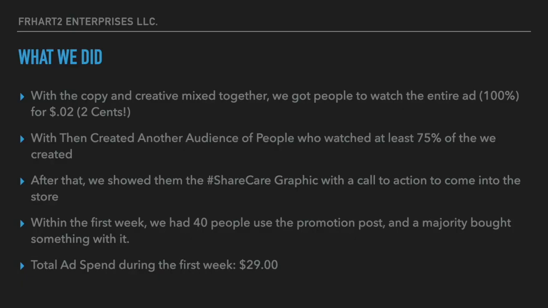And what type of results did we get? We saw within the first week 40 people had used the promotion post, and like I said before, a majority of them bought something with it. The total ad spend on this was only $29. So think about it: if you got 40 people at $29, you basically spent 75 cents for somebody to come to the store and use the coupon.